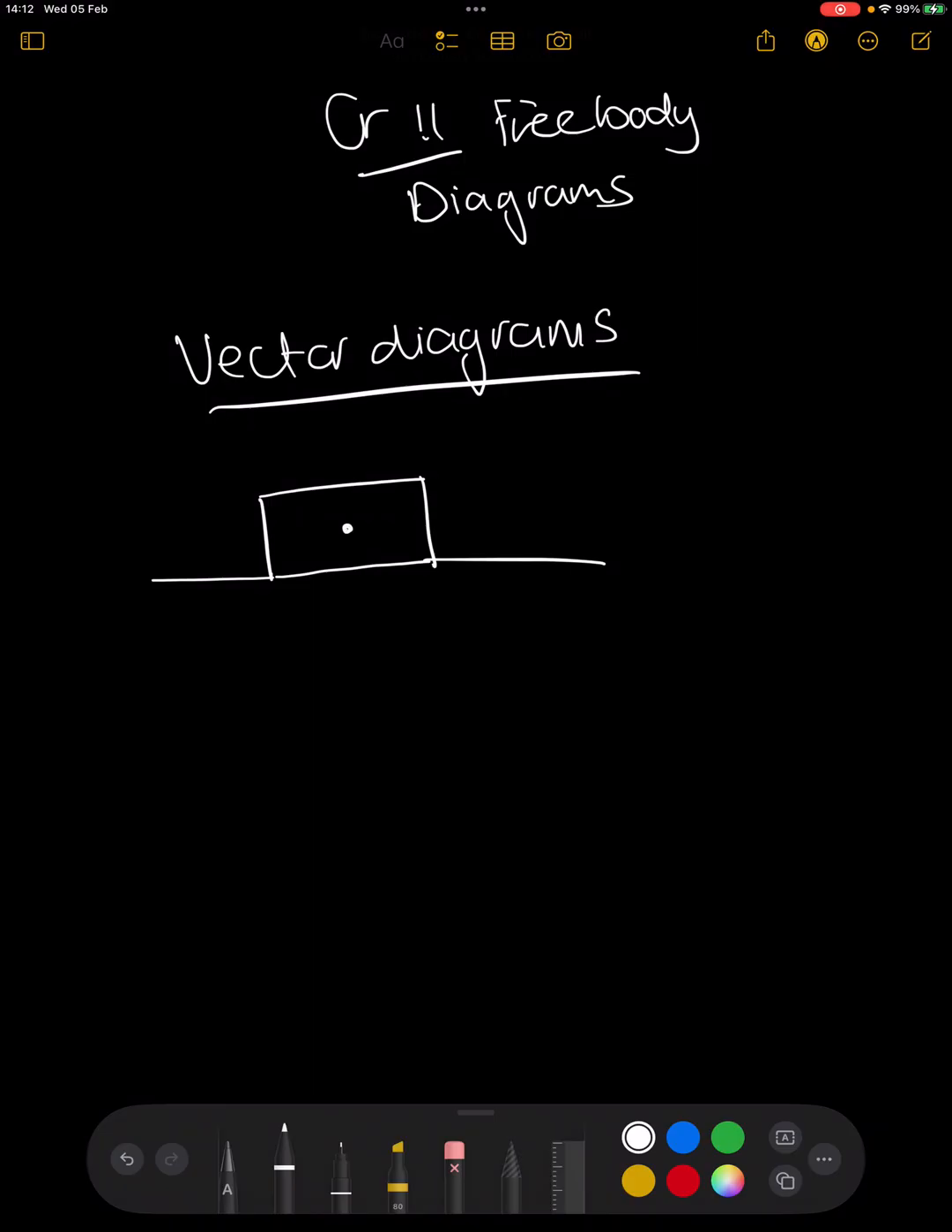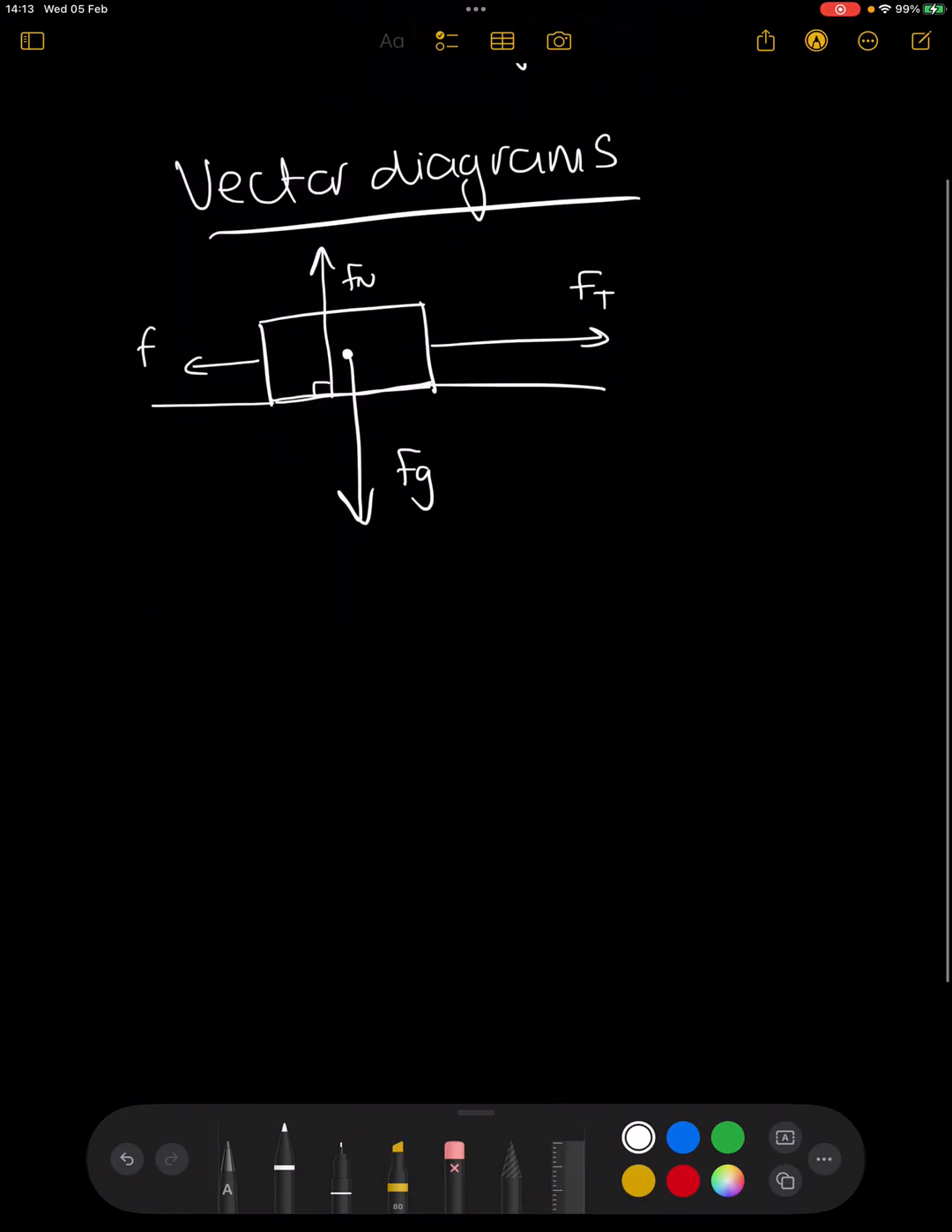If I just have a block being pulled on a horizontal surface, the forces that I'm going to have is my FG, and you'll see my FG I always draw from the center of my box down, and my normal force is always perpendicular to my surface, and it starts from the surface, so from the bottom of the block, not from the middle like the gravitational force. And then you would have your F tension this side, or your force applied going that way, and then your force of friction is always in the opposite direction to your direction of motion.